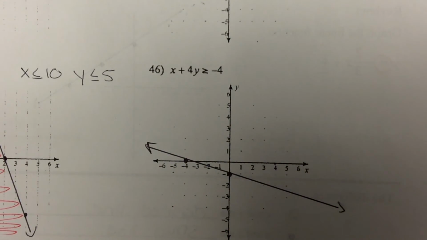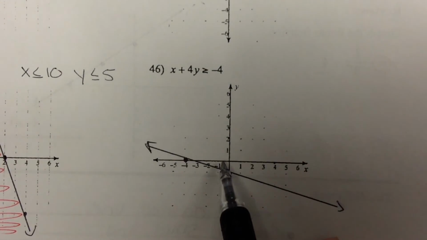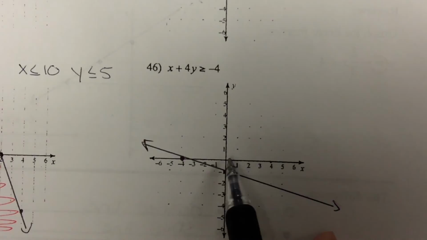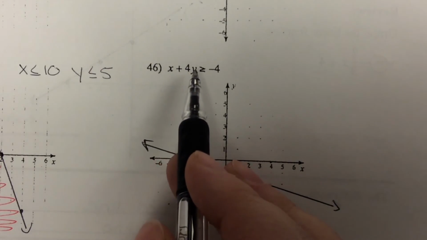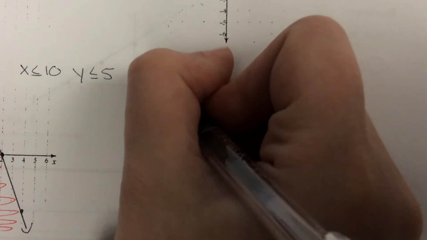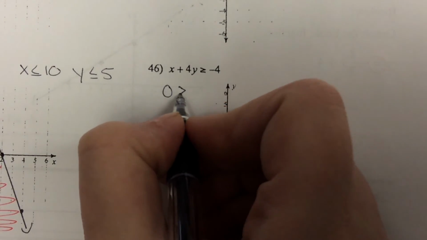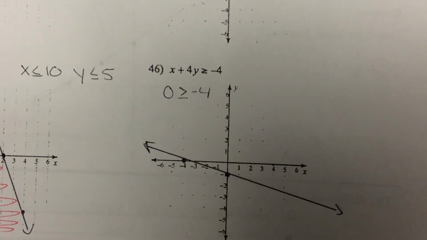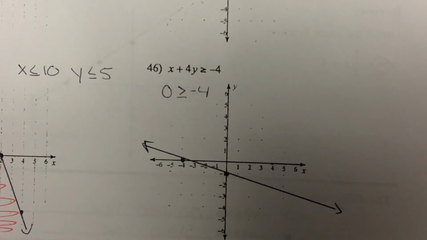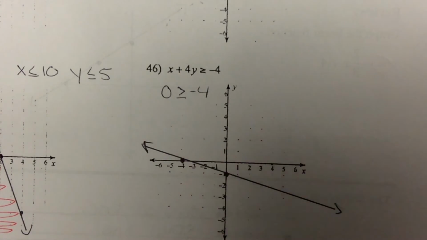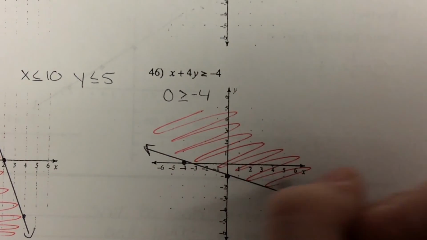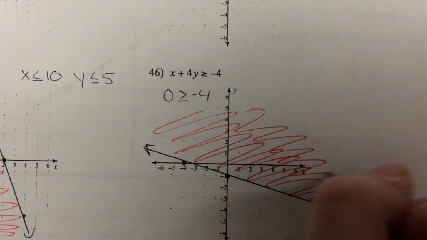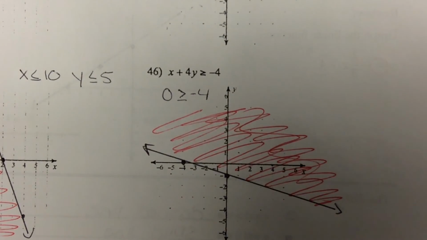Once again, if you would like to check your math, you can. So let's plug in our origin, to see if the origin is within the area that we want to shade. So let's plug that in. 0 plus 4 times 0 is going to be 0. And then is that greater than or equal to -4? Yeah, 0 is greater than 4. Or, I'm sorry, 0 is greater than -4. So that worked out, and we know that we can go ahead and shade in the top half of this.